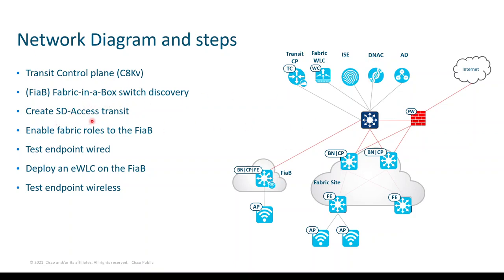We'll create an SD-Access transit. We'll enable the fabric roles on that fabric in a box. So when enabling, we'll also have to assign IP pools for the wired clients in the corporate network, or corporate VN, as well as the wireless clients in that corporate VN. So we will only use the corporate access on this. We won't look at the guests for this one. We'll only be looking at the corporate VN on this particular site.